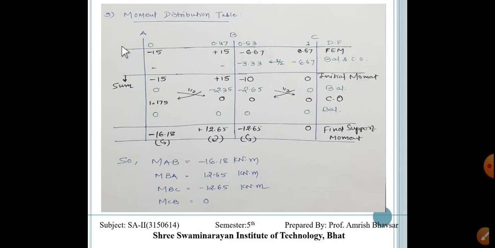So for this frame, finally we will get the support moment, that is MAB is equal to minus 16.18 kN·m. For BA, it is 12.65 kilonewton meter. For BC, it is minus 12.65, and here it is 0 at CB. So this support moment must be used for drawing the bending moment diagram.